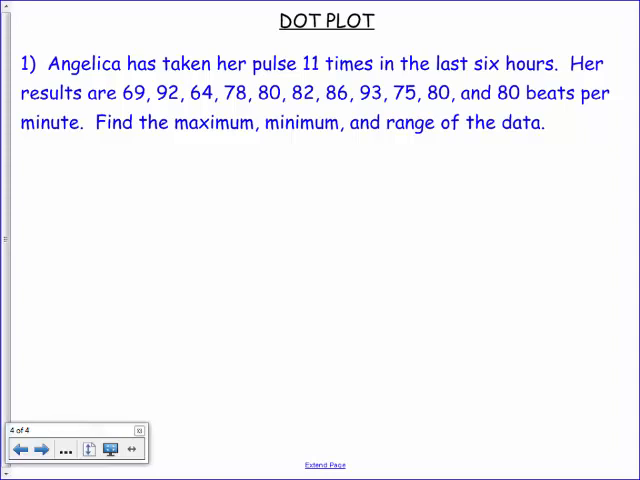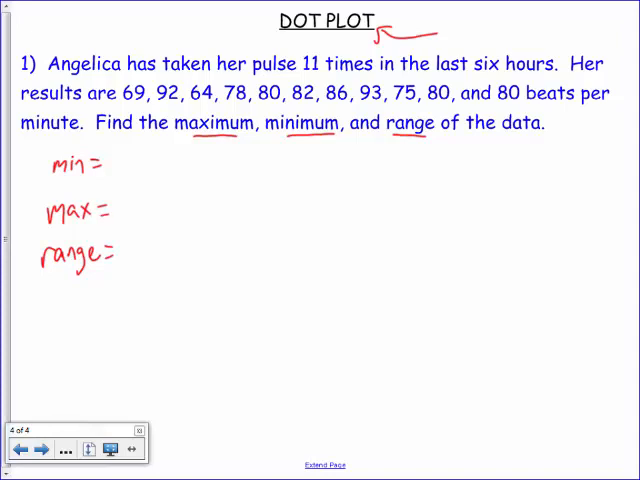Okay, beats per minute. It says find the maximum, minimum, and range of the data. Then we'll make a dot plot of that afterwards. I know it doesn't state it here, but we always want to make one to help us visualize things. Before you even make the dot plot or the line plot, it's always nice to find these three things: the minimum, the maximum, and the range. This will be useful, and I'll show you why.